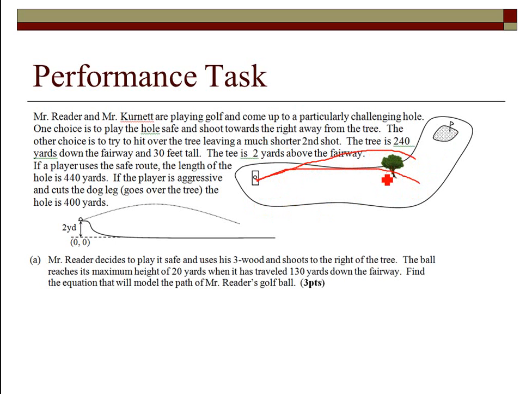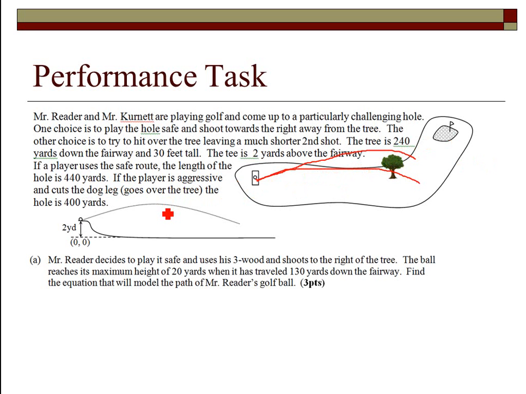So the tree is 240 yards down the fairway and it's 30 feet tall, which is going to be important. The tee is 2 yards above the fairway, which we have kind of shown right here. If a player uses the safe route, the length of the hole is 440. So the way they measure that, they go out like this, and then they angle it across. Now, if you cut the dog leg, and that's pretty much taking a direct route going straight to the pin, like we're trying to do, the length would only be 400 yards.